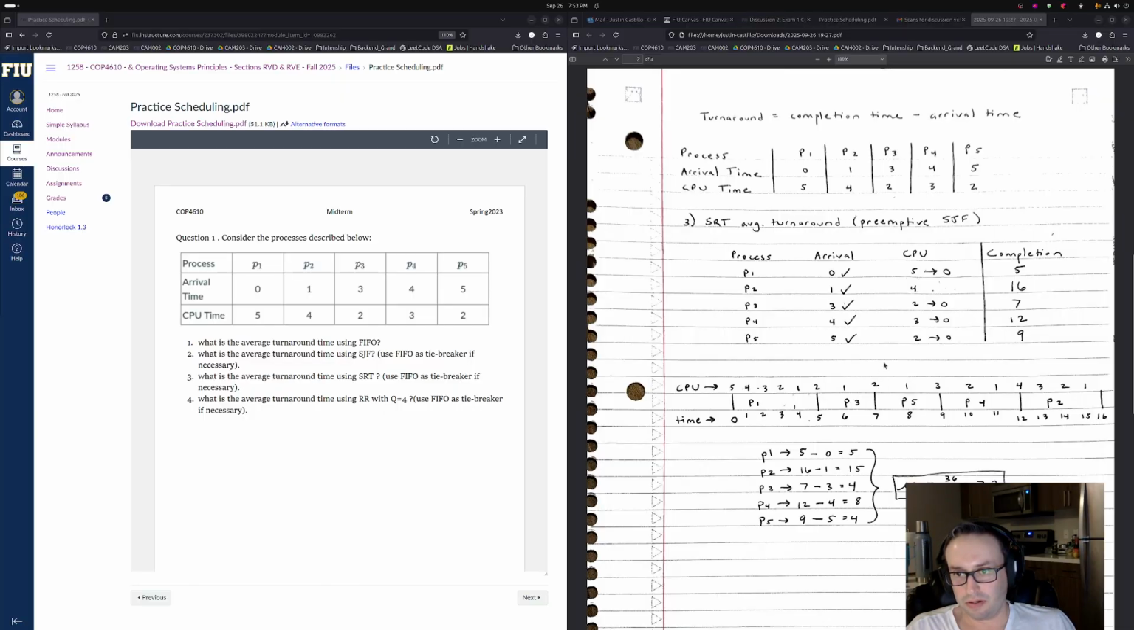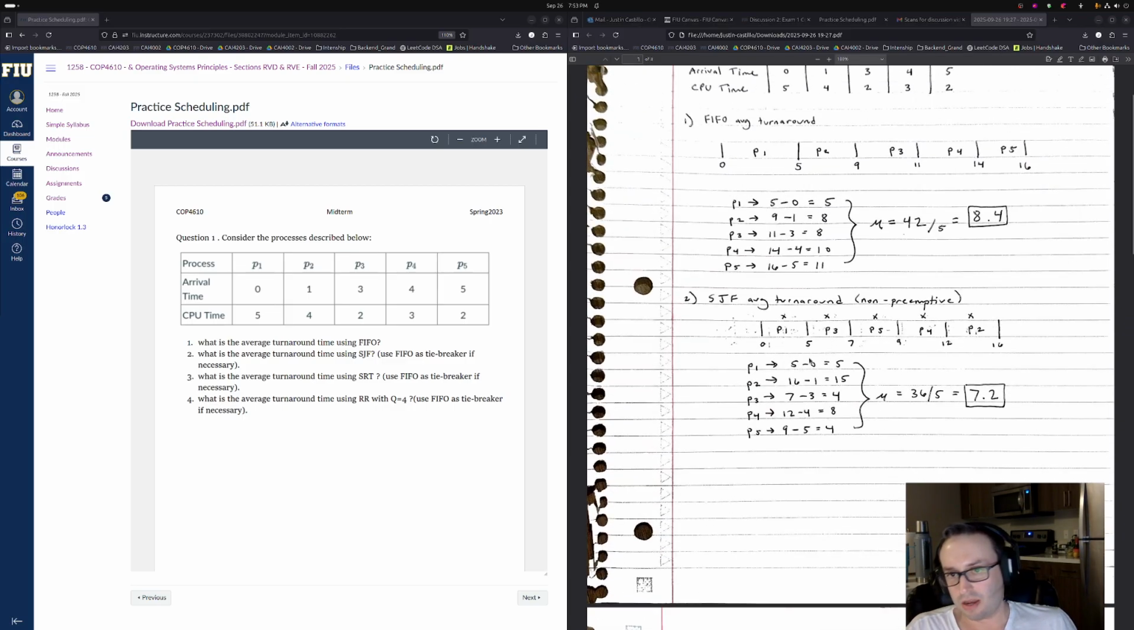Then we have 4, 3, 2 to choose from. P5 is the lowest with 2 CPU time, so it goes from 7 to 9. And among 4 and 3, 3 is the shortest, belonging to P4, so that goes from 9 to 12. And then finally, P2 of 4 is the only process remaining, goes to 16. Get the completion times, subtract the arrival times, average the differences, we get 7.2, which happens to be the same as the non-preemptive version.